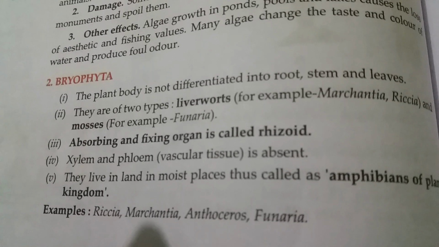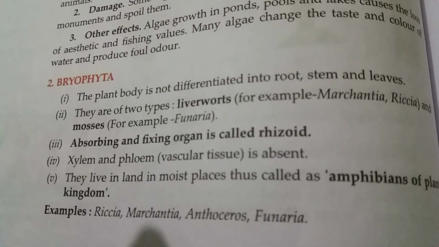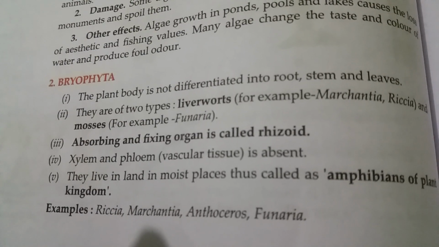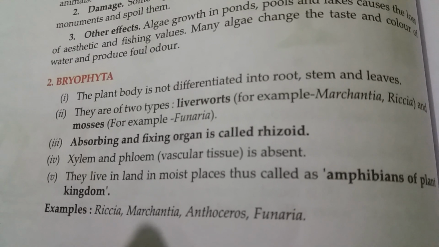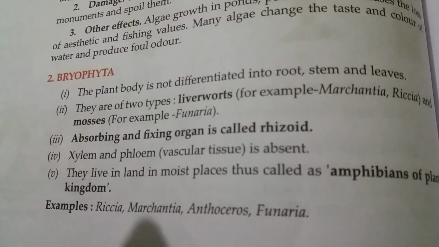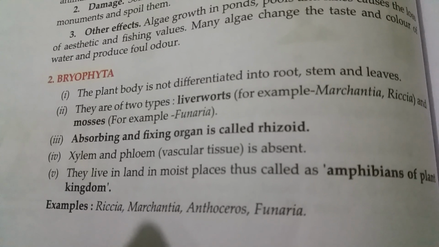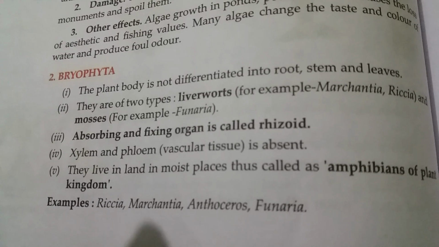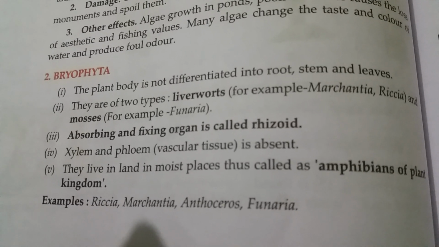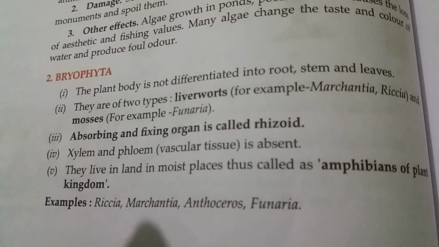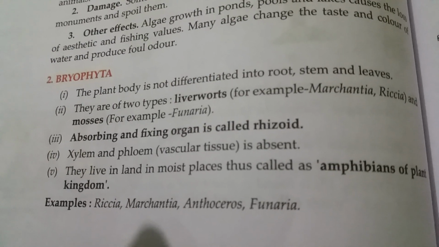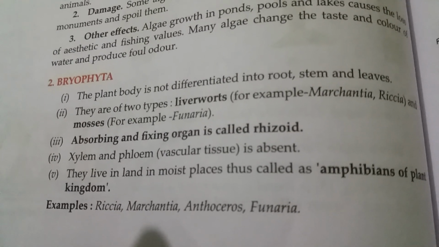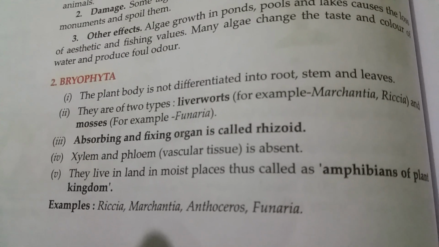In Bryophyta, there is a special structure called rhizoid for absorption and for fixing. Now, xylem and phloem are absent in Bryophyta. They live mostly in moist land, means in water or on land. So these are known as the amphibians of the plant kingdom. Due to this nature, Bryophyta is known as the amphibians of the plant kingdom.